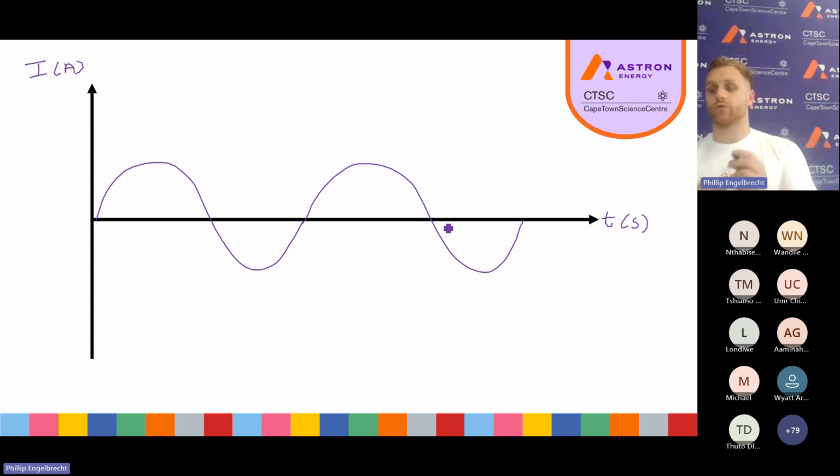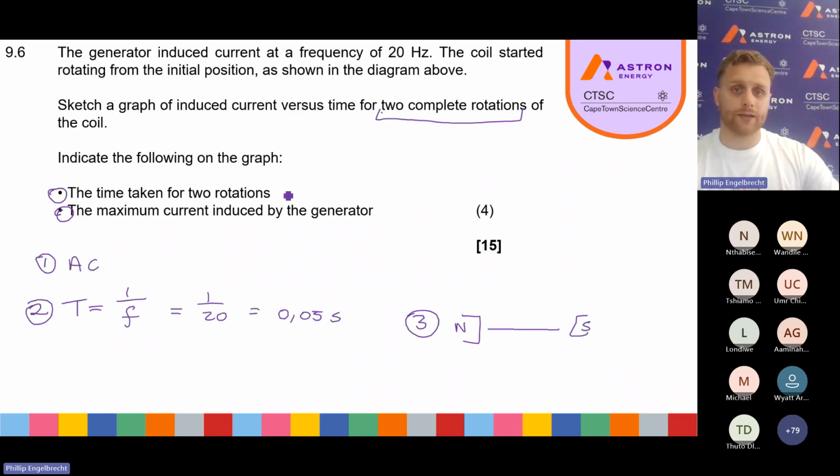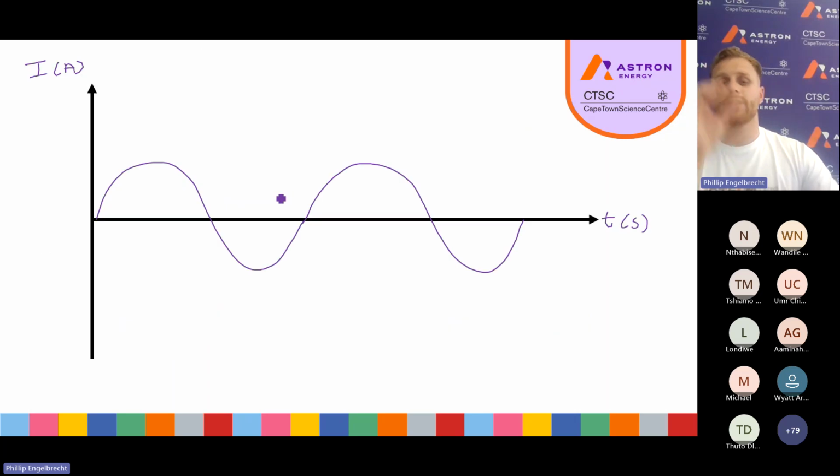Now, what were the instructions? It says, indicate the time taken for 2 rotations. So we know that for 1 rotation, it was 0.05 seconds. So how long would it take to make another full rotation? It would take another 0.05 seconds, which means that the time for 2 full rotations is 0.1 seconds. I hope that makes sense. Now we also want to indicate the maximum current. So the maximum current was 2.95 amps.